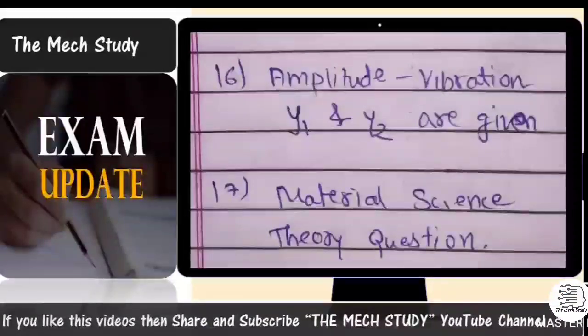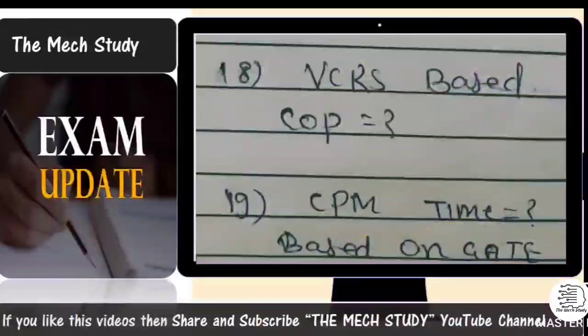Going with the next one, it is a material science question. It is coming on the iron carbide diagram. If you have a basic idea of what the temperature was and what the composition of that was, then you will solve it. Going with the next one, VCRS cycle, you need to basically calculate the COP of that particular question, and if you have a basic idea about that cycle, then definitely you will solve it, because it is based on enthalpy only.